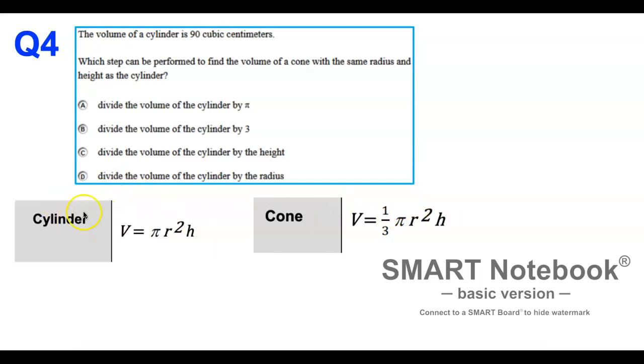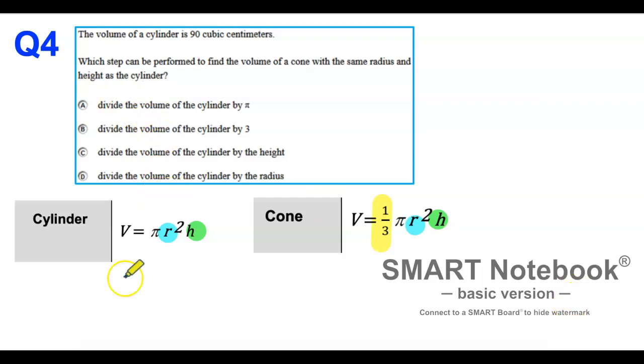So if you're looking at the two formulas here, it says we want to find the volume of a cone with the same radius and the same height. So we know that the radius and the height are going to be the same in both of these formulas. Then it looks like the only difference here is that to go from the volume of the cylinder to the volume of a cone, you multiply by 1/3. So the volume of a cone is equal to 1/3 the volume of a cylinder with the same radius and the same height. But if we look through our choices here, none of these answers say multiply by 1/3.